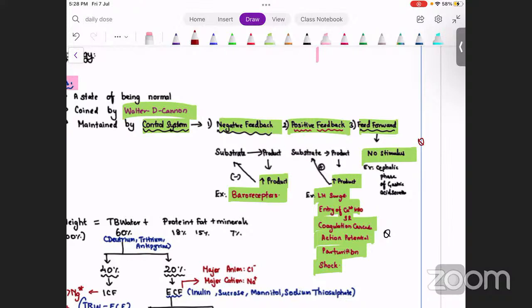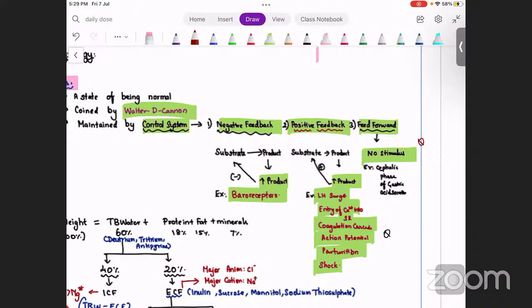For example, all of the following are true about the feed forward control system, except... This type of question is so-called a question of negation, where they may give you one incorrect statement and you have to pick up that one incorrect statement. And this type of question is mostly seen in the feed forward system, especially with the stimulus present. Okay, so you have to remember, no stimulus is required for the feed forward system.